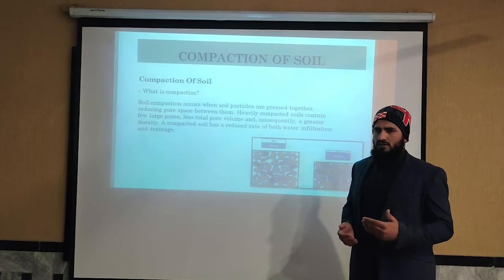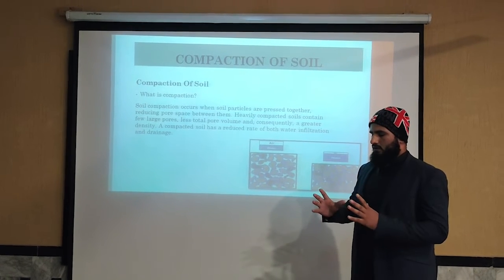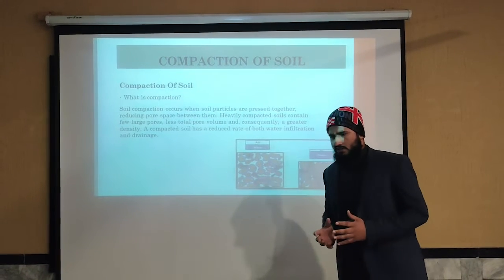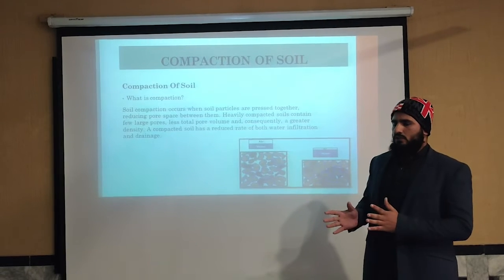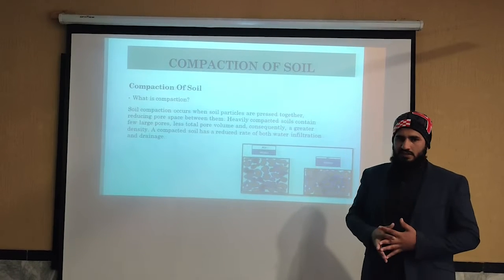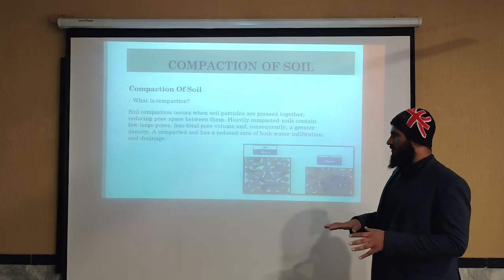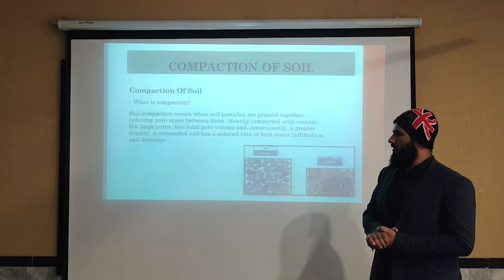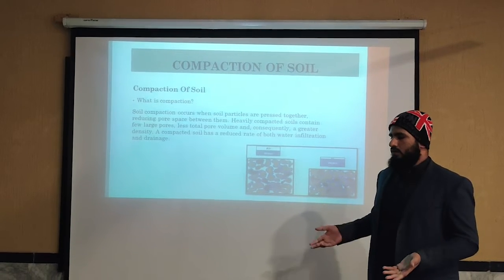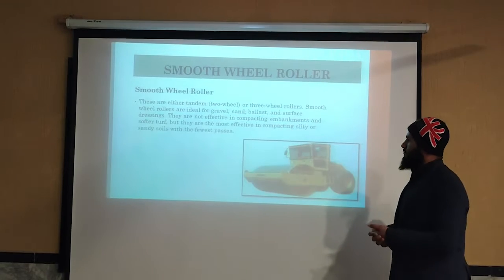By removing air voids, the volume of soil is decreased, and we know the density is equal to mass divided by volume. When volume decreases, the density automatically increases. By increasing the density, we get compacted soil, and it is very helpful for high-rise buildings, highways and motorways, anything where we want to make a good building.